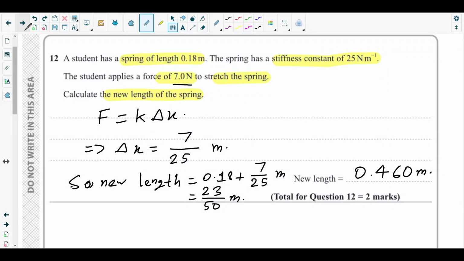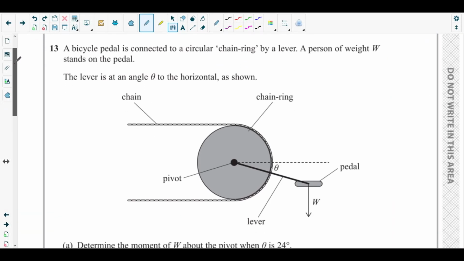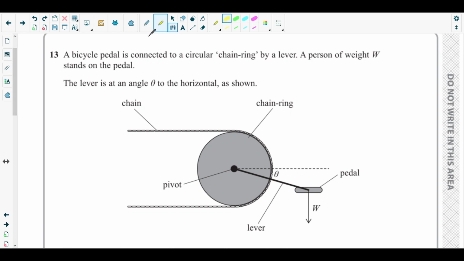Okay, next is question number 13. In question number 13, it says a bicycle pedal is connected to a circular chain ring by a lever. A person of weight W stands on the pedal. So try to imagine. This is basically the figure you can see here.